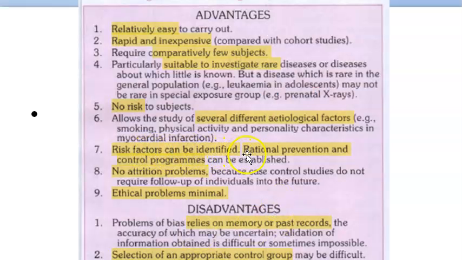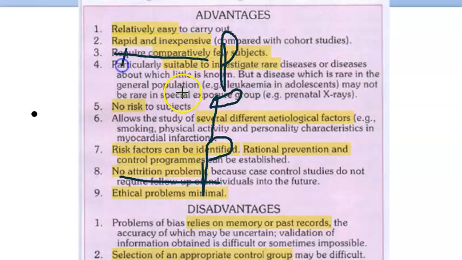Risk factors can be identified. Yes, you can find out the risk factors. Rational prevention and control programs can be established, so you can plan some prevention and control. No attrition problems. No attrition problem means, let us say we started off with 3 people. You are just asking them questions. That's it. These 3 people are with you.